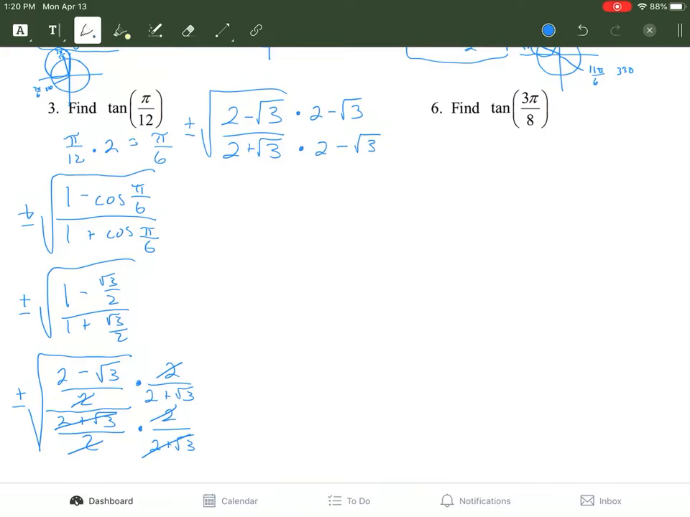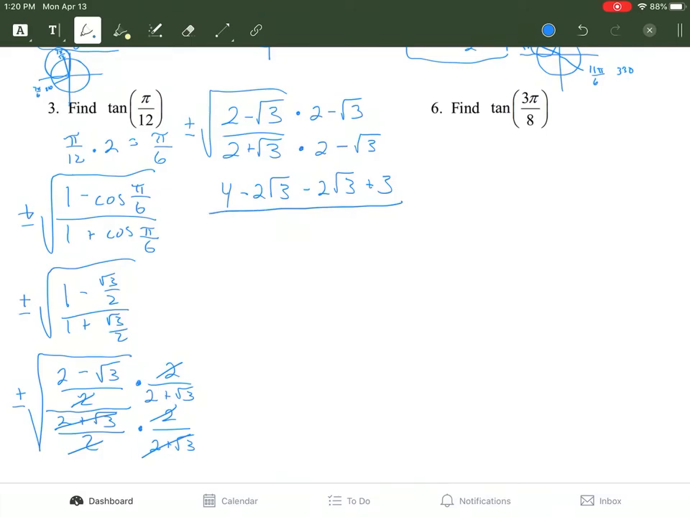So we multiply this out. On the top, 2 times 2 is 4. 2 times negative root 3 is negative 2 root 3. Negative root 3 times positive 2 is, again, negative 2 root 3. And then root 3 times negative root 3, they're both negatives, so that gives you positive 3.